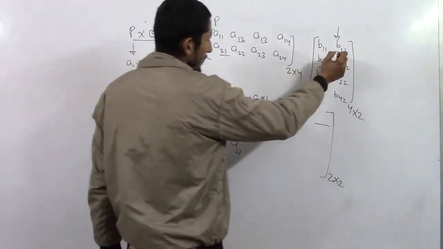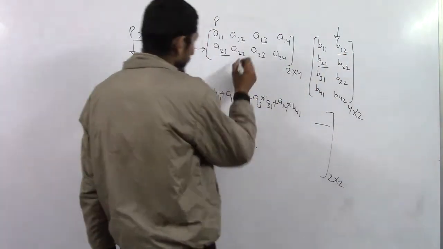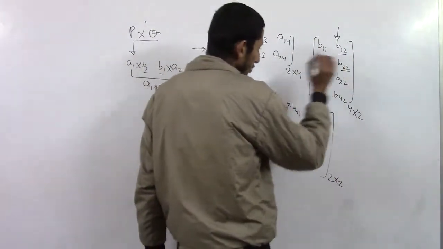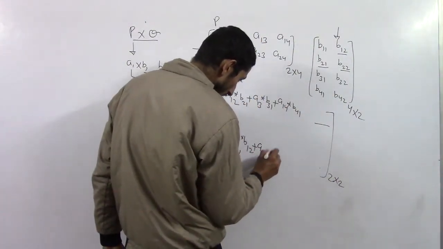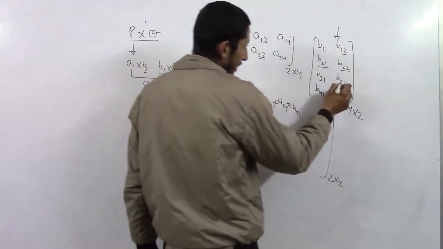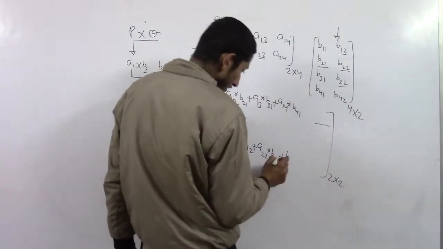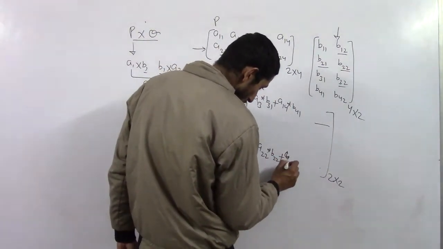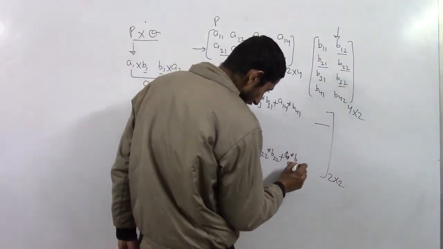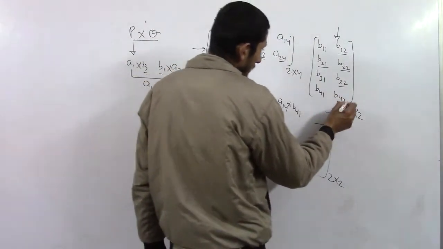A21 multiplied by B12, plus A22 multiplied by B22, plus A23 multiplied by B32, plus A24 multiplied by B42.